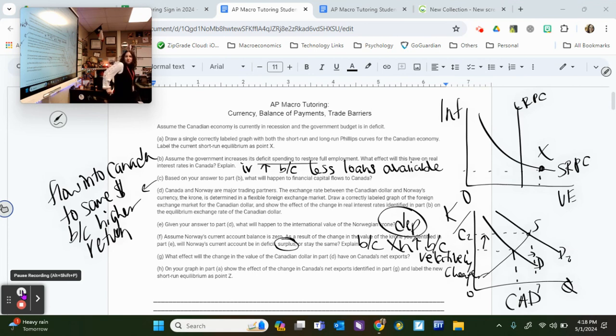Okay, G. What effect will the change in the value of the Canadian dollar have on Canada's net exports? So we're going back to Canada's currency. What happens to the value of Canada's currency? It went up. And so what happens to Canada's net exports? Do we have to explain? No. They decrease.